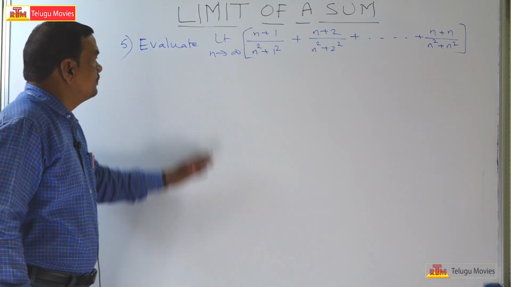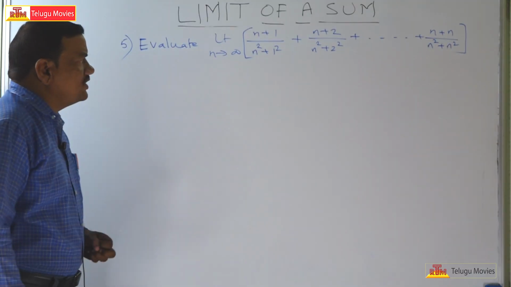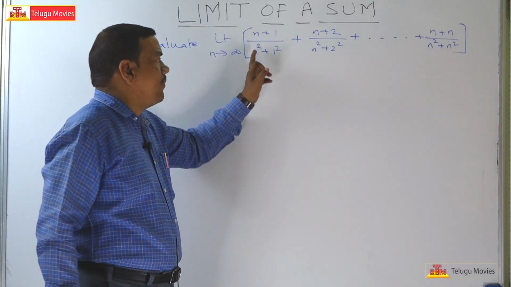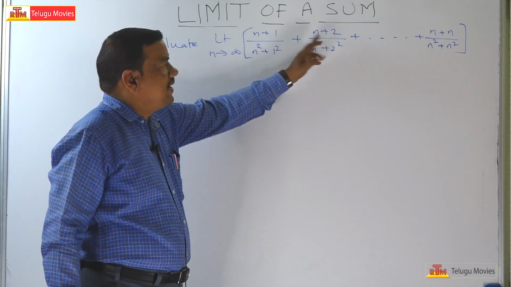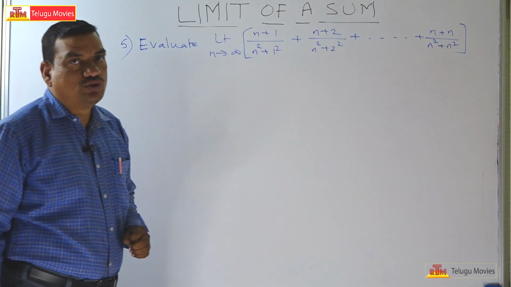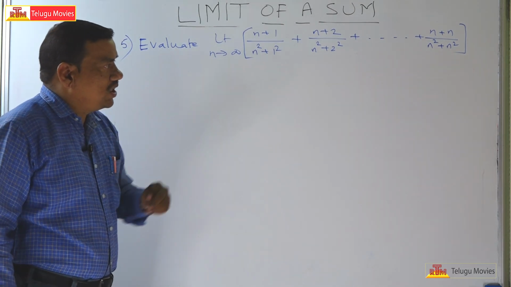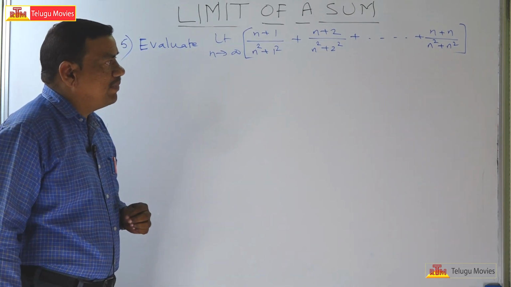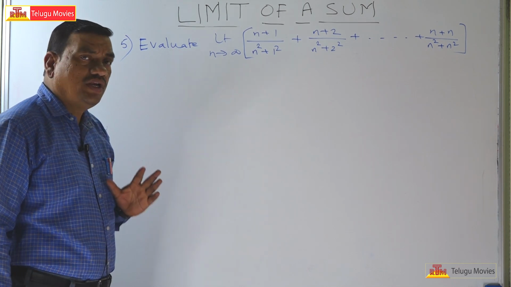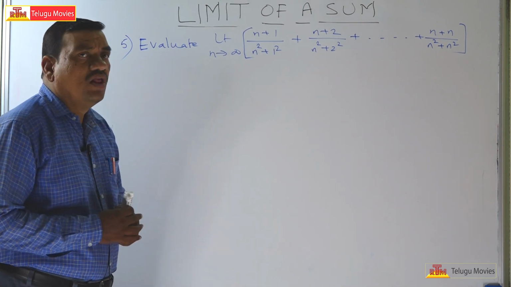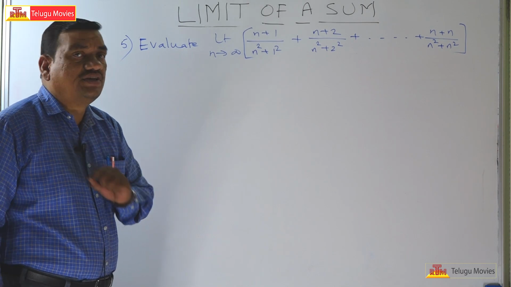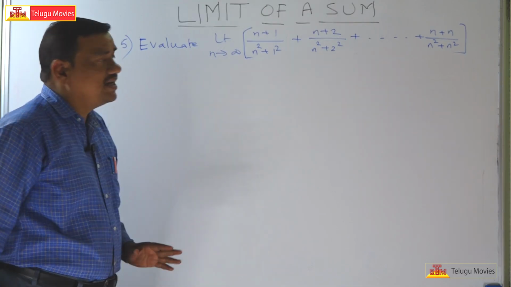Welcome to this problem. Evaluate limit n tends to infinity, n plus 1 upon n square plus 1 square, plus n plus 2 upon n square plus 2 square, plus so on. The last term is n plus n by n square plus n square. Now whenever this problem is given, first of all, what are the fixed values? Is there any pattern? Yes, there is a pattern.